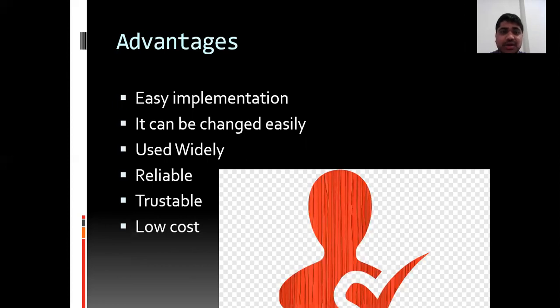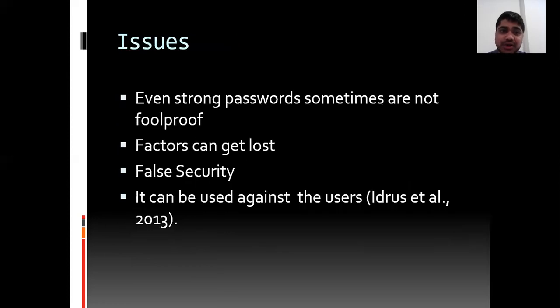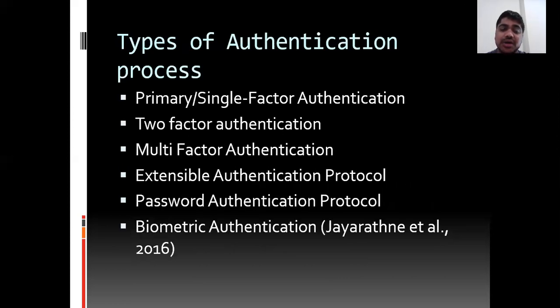And the advantages: easy implementation, it can be changed easily, widely used, reliable, trustable, and low cost. And issues: even strong passwords sometimes are not foolproof. Factors can get lost, false security. It can be used against the user. And the types of authentication process: primary or single factor authentication, two factor authentication, multi factor authentication, extensible authentication protocol, password authentication protocol, and biometric authentication.